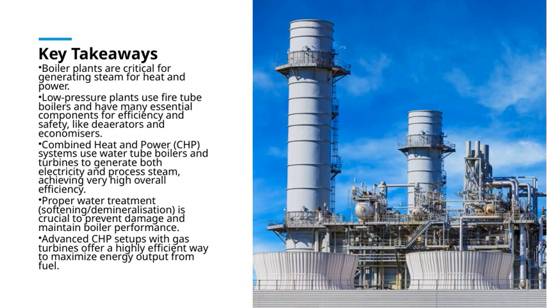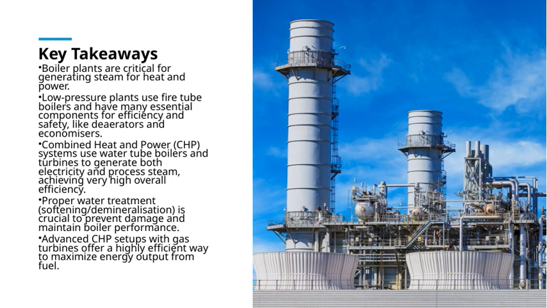Let's go over the key takeaways from our discussion. First, boiler plants are absolutely critical for generating steam, which we use for both heating and power production. They form the backbone of many industrial processes. When it comes to low-pressure plants, they typically use fire tube boilers. These plants incorporate many essential components like deaerators and economizers, which are vital for maintaining efficiency and safety.